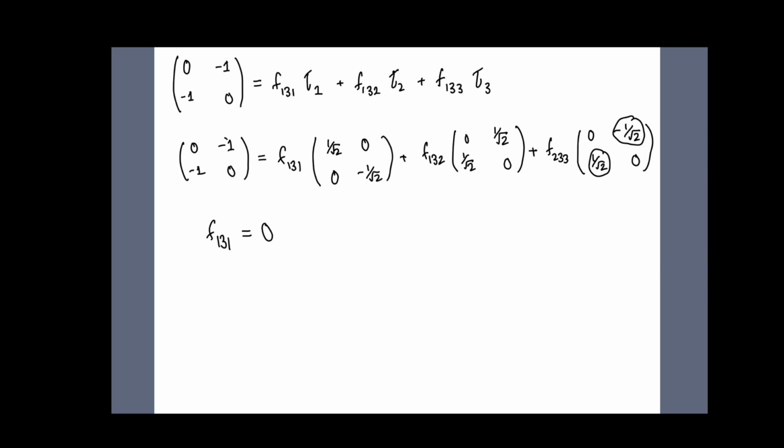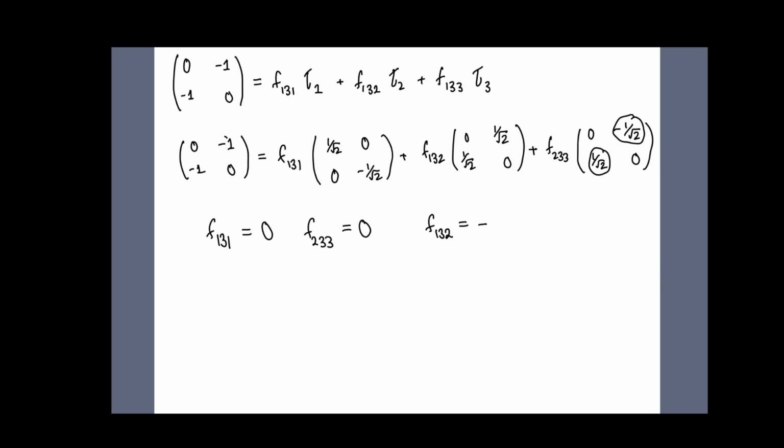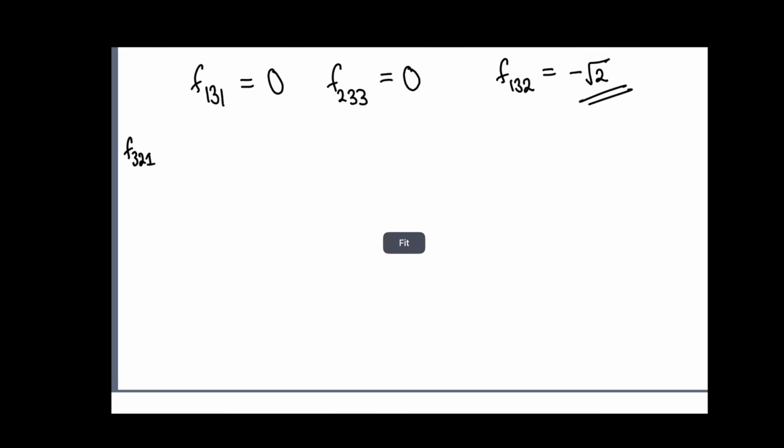So that means that F233 is also going to be 0. That means we now need to figure out what F132 is going to be. So we need a number that can multiply by 1 over root 2 to make minus 1. So that number would be minus root 2. So F132 is equal to minus root 2. So that's F132 done.